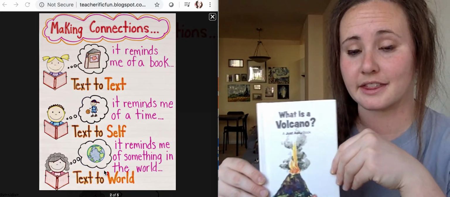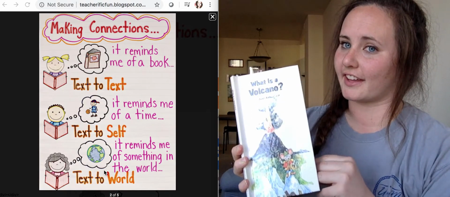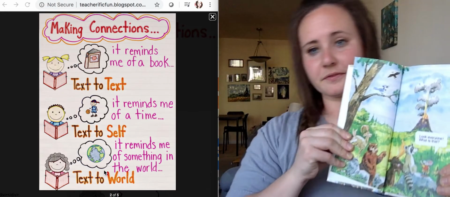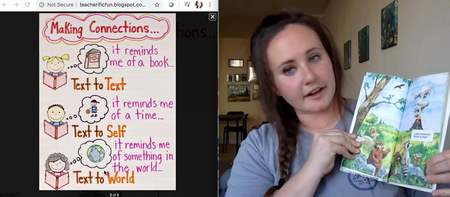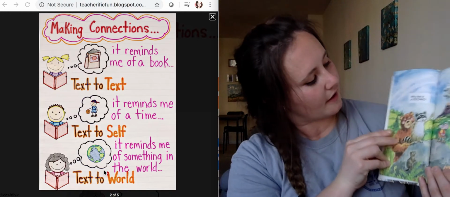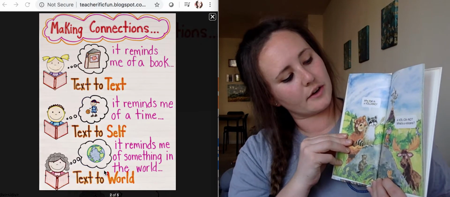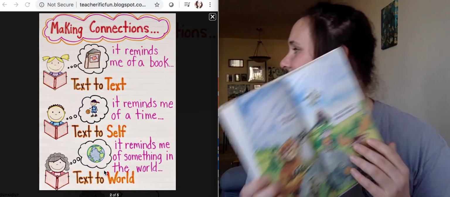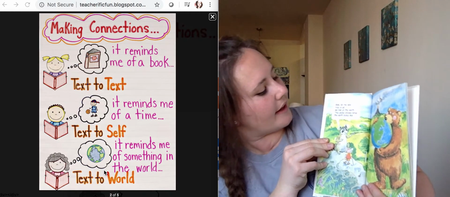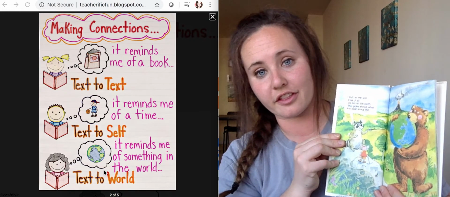And I want you to be thinking about connections that you have to the story. What is a volcano? Look, everyone, what is that? Why, that is a volcano. A volcano? What is a volcano? Well, let's see. First of all, we live on the Earth. This globe shows what the Earth looks like.